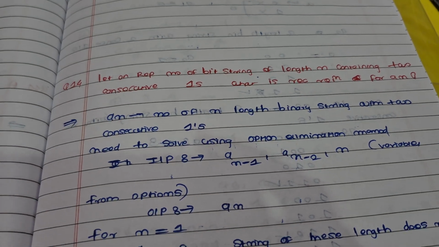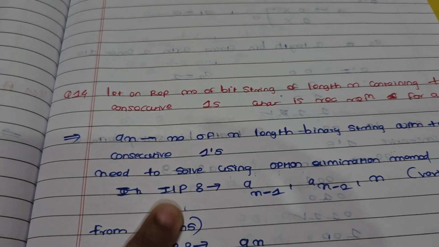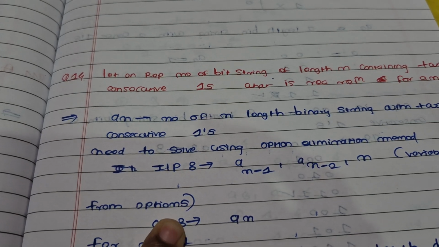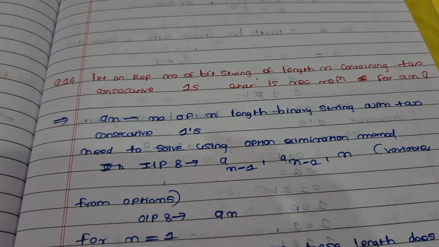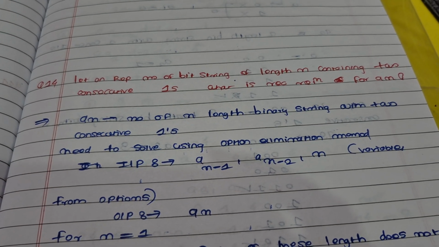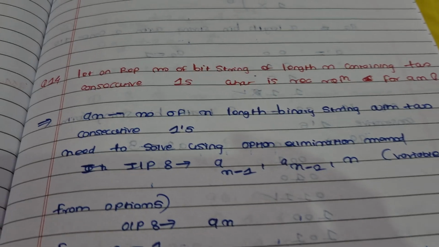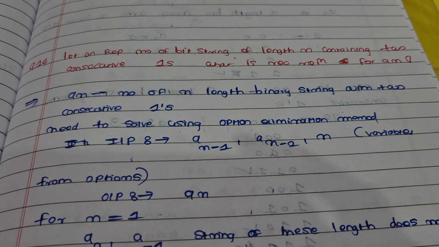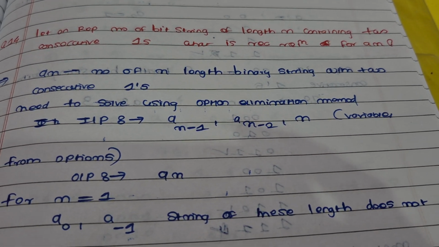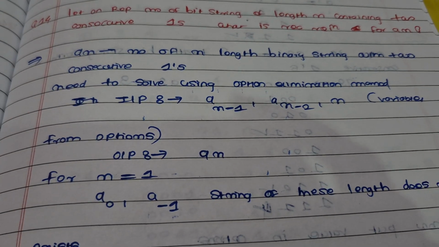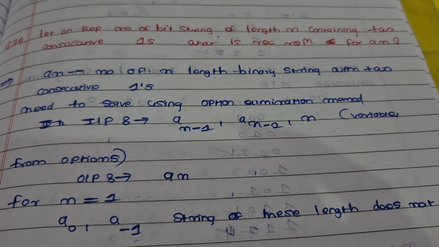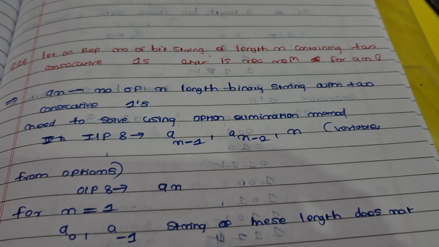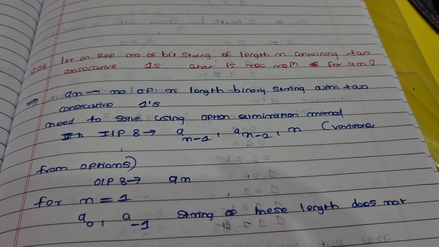Here let a of n represent the number of bit strings of length n containing 2 consecutive ones. What is the recurrence relation for a of n? So a of n is the number of n length binary strings with two consecutive ones. Need to solve using the option elimination method. Inputs are these and the output is a of n.